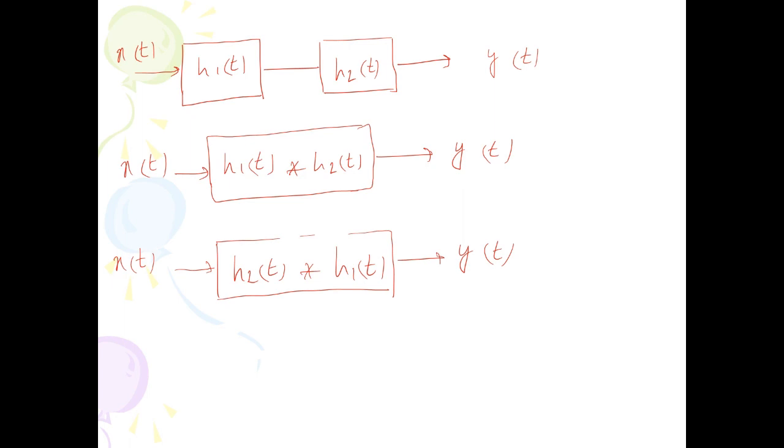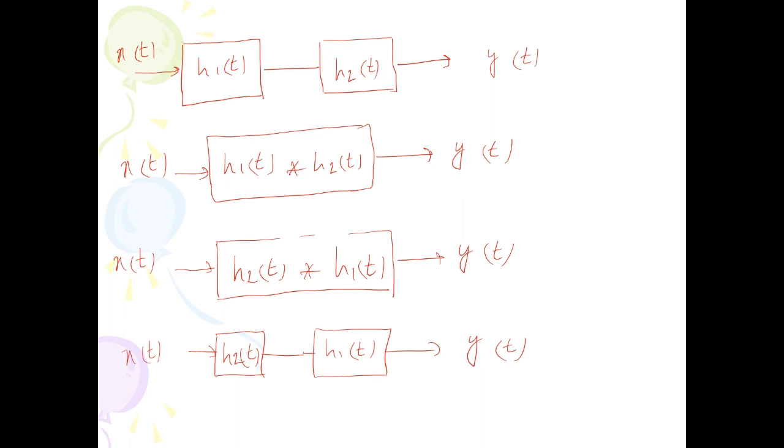The same way, this is h2 of t and this is h1 of t, a cascade connection between the systems, and this is your final output y of t, and this is your x of t. And this is about the associative property.